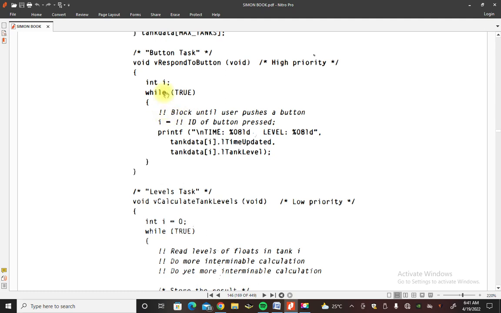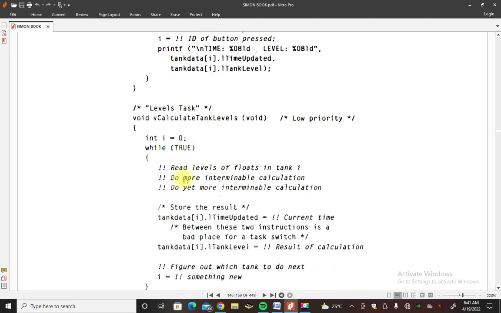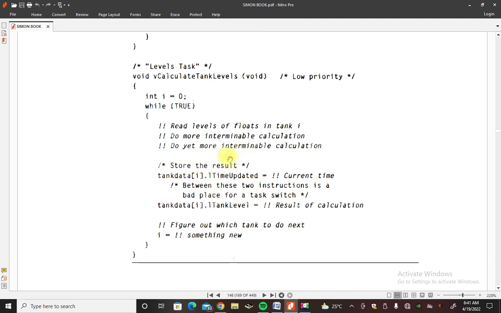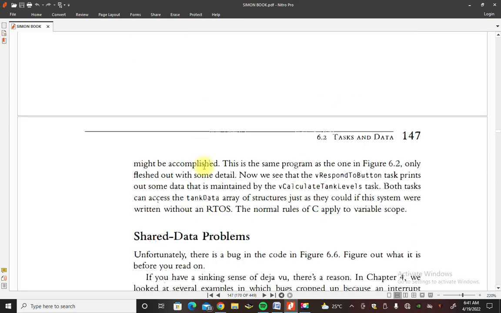Here you can see this button task is the highest priority task. It will block until the user pushes a button, and if the user presses the button, then the corresponding tank data will get computed and then displayed to the user. This is the computation task, which is the lowest priority task. The tank level is computed here in this particular function.